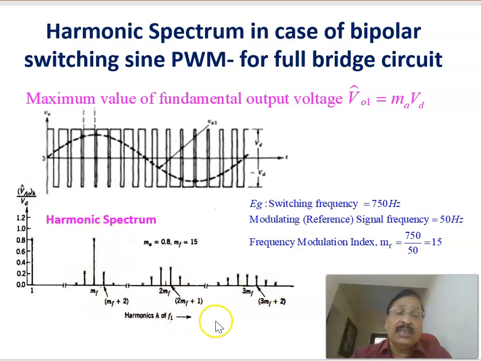Since the harmonics are centered at high frequency, they can easily be removed by a low value of inductance. So the size of the inductor required for the filter to remove these harmonics is small. That is the advantage of Sine PWM. What we want is only the fundamental, so we want to remove all the harmonics. That can be done with a low value of inductance, because the harmonics are centered at high frequency, at multiples MF, 2MF, 3MF, like that.